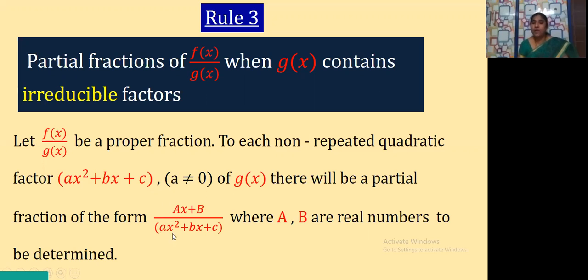It is very, very important, children. Remember. So what is that? Ax plus b by ax square plus bx plus c, where a and b are the constants which are to be determined. Okay, so let us see here.